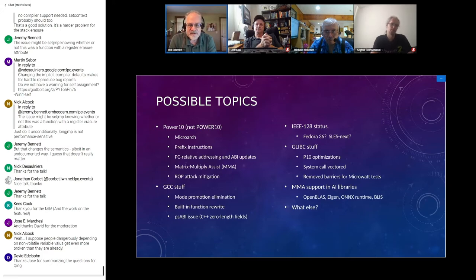There are some new prefix instructions. We now have 8-byte instructions in addition to 4-byte instructions in the architecture. That's a first. We've added a PC-relative addressing mode, and for that we needed to update the ABI. There's a brand new matrix multiply assist feature in Power 10, which is pretty interesting, and Peter Bergner did the compiler support in GCC, so he's available to talk about that if you'd like. We did add some ROP attack mitigation support into the architecture in Power 10, and we've got that supported within GCC 11 as well.